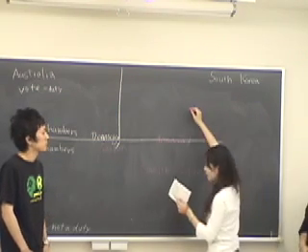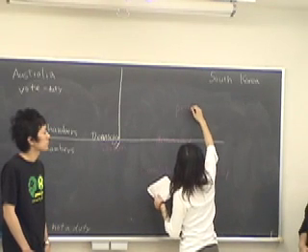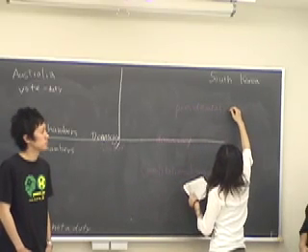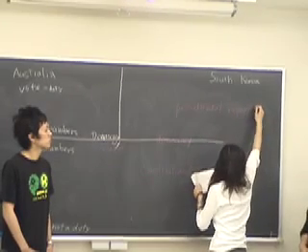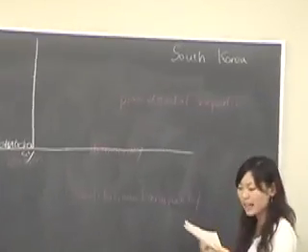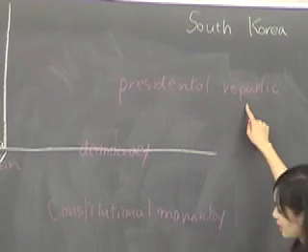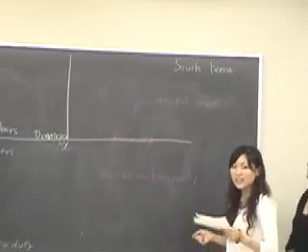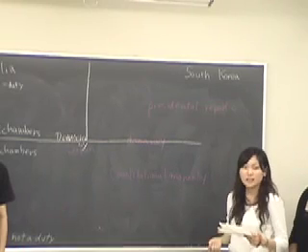In contrast, the South Korean government adopts a presidential republic that has one president, which is the same as America. The president is chosen by the nation directly, so the Korean people can take part in the government more actively than the Japanese.